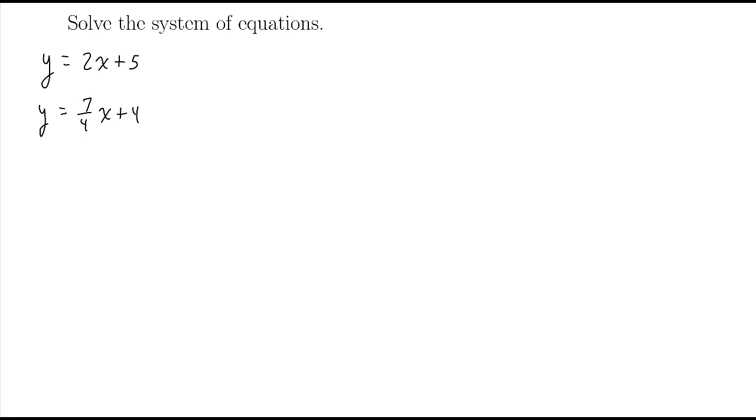Okay, so there are a variety of techniques here, but whenever you have two equations in slope-intercept form, the easiest thing to do is to recognize that 2x plus 5 and 7/4 x plus 4 are both set equal to y, and we're interested in that shared y value. So I can just take each expression and set them equal to each other because they both equal y. Okay, so now that gives me a single equation with only one variable, so I can solve it.